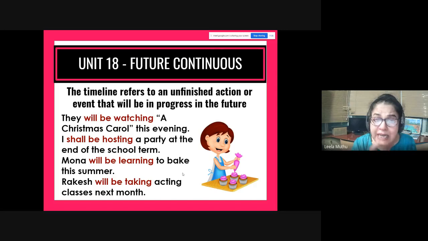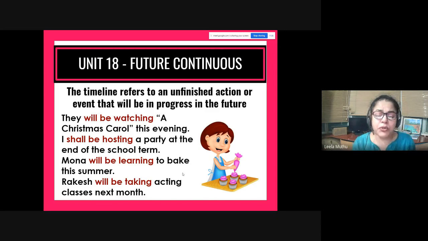They will be watching A Christmas Carol this evening. Right now, it could be morning, it could be afternoon. I'm talking about something that's going to happen in the future. The future doesn't mean many years later or many days later. It could be just a few hours later. So they will be watching A Christmas Carol this evening. It will be an ongoing action from 6 o'clock, or whatever, in the evening.